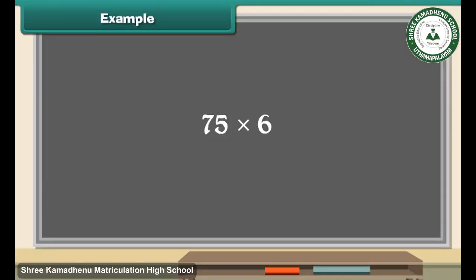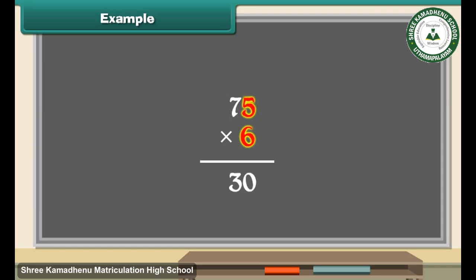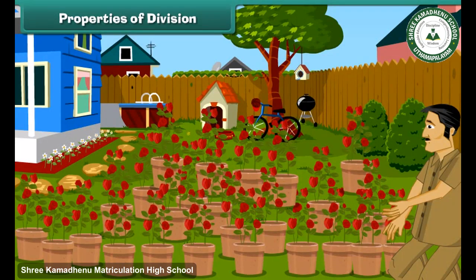Example. Multiply 75 by 6. Place the numbers one below another. Multiply 5 by 6. 5 sixes are 30. Place 0 below 6 and 3 above 7. Multiply 7 by 6. 7 sixes are 42. Add 42 and 3. Write 45 below 7. The answer is 450.